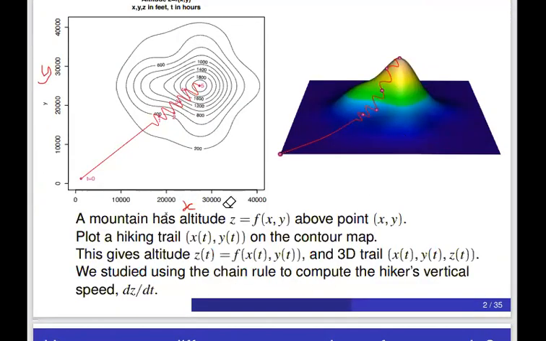Okay, let's consider this surface. This is the equation of the surface, or mountain: z is equal to f of x, y, right? So this is the equation of this mountain. If you know the equation, you can definitely find the vertical speed of that hiker.